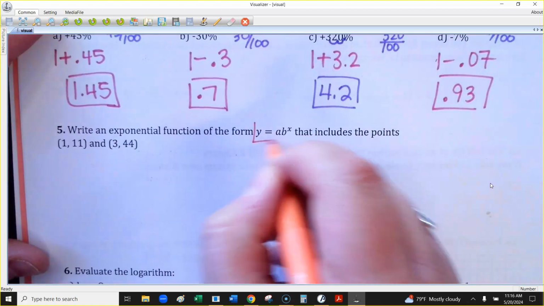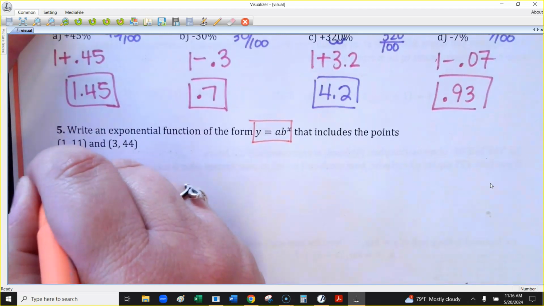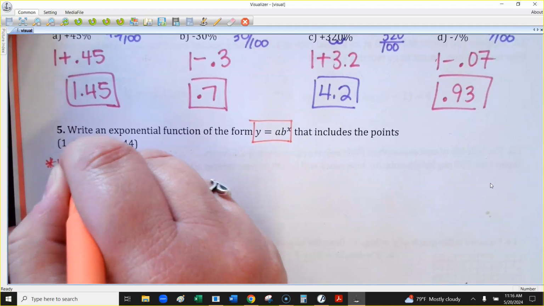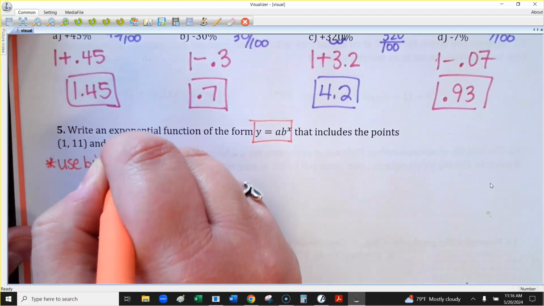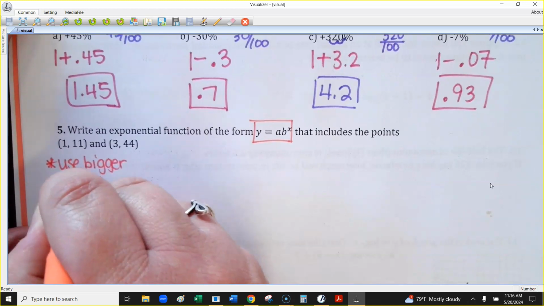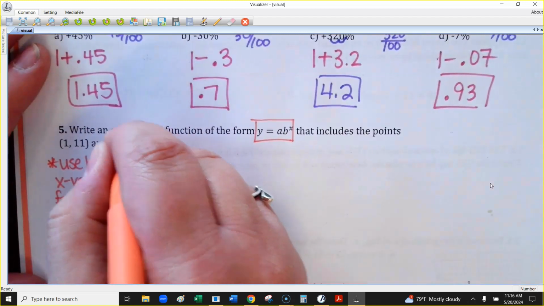All right. You're going to write a general exponential given 2 points. Here is the thing I want you to remember. Use whichever point has the bigger x value first. That'll just make the whole problem so much easier to do. So I have 2 points here. I have (1, 11) and I have (3, 44). So obviously the one with the bigger x value is the 3.